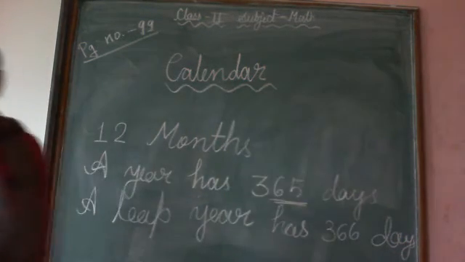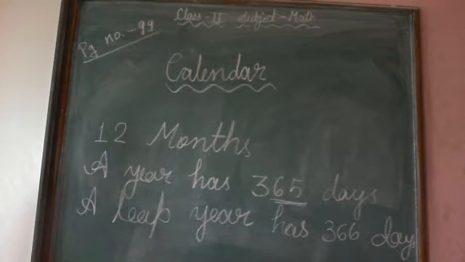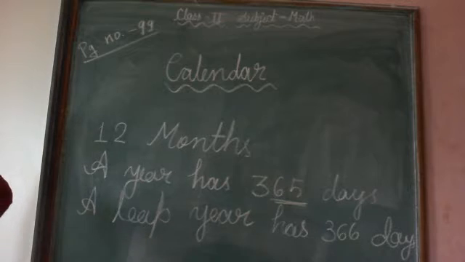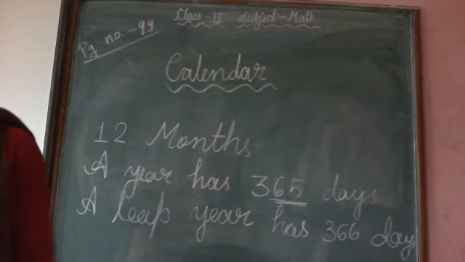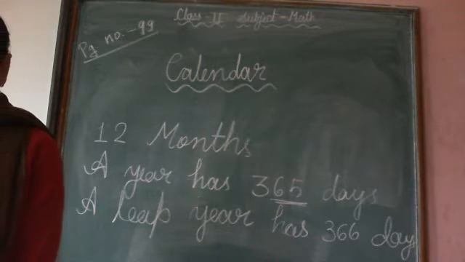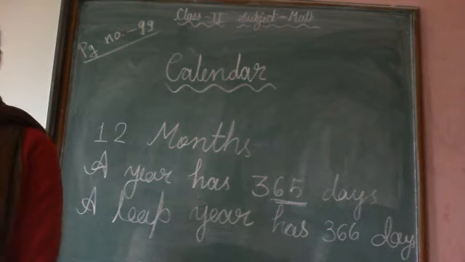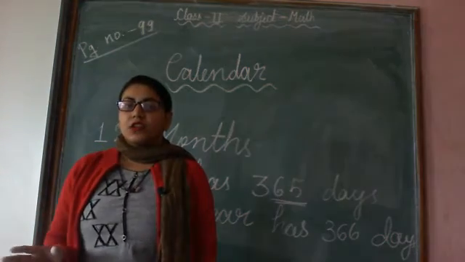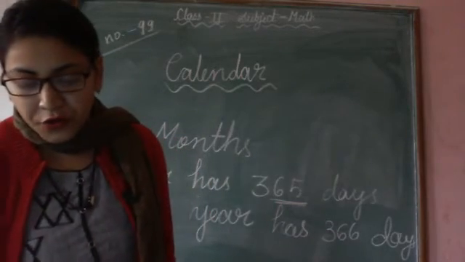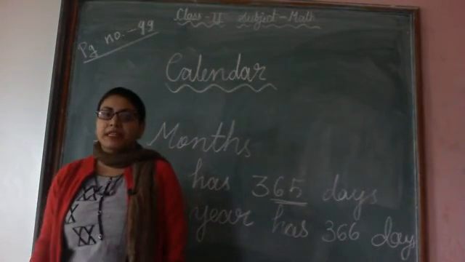So there are 12 months in a year. Usually a year has 365 days. A leap year has 366 days. And in leap year February is having 29 days. Now, how many days in a week? There are 7 days in a week. That is Monday, Tuesday, Wednesday, Thursday, Friday, Saturday and Sunday. See students, these are the common information regarding calendar. So I hope all of you are aware of this very basic information.